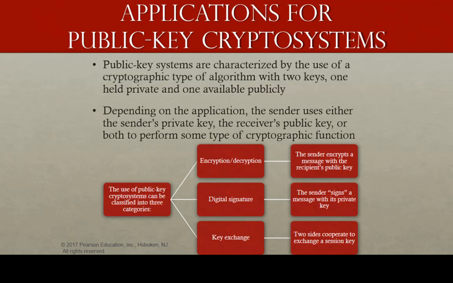In broad terms, we can classify the use of public key cryptosystems into 3 categories. Encryption-decryption. The sender encrypts a message with the recipient's public key. Digital signature. The sender signs a message with its private key. Signing is achieved by a cryptographic algorithm applied to the message or to a small block of data that is a function of the message. Key exchange. 2 sides cooperate to exchange a session key. Several different approaches are possible involving the private keys of one or both parties.